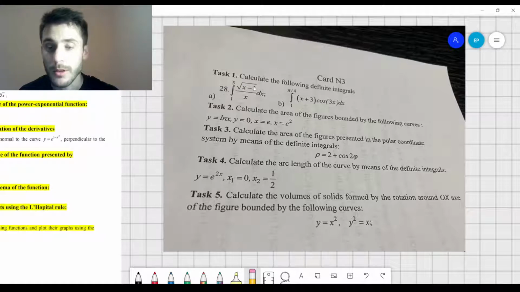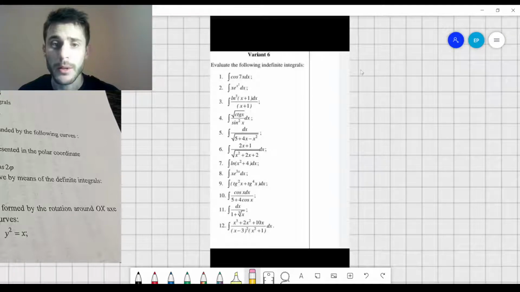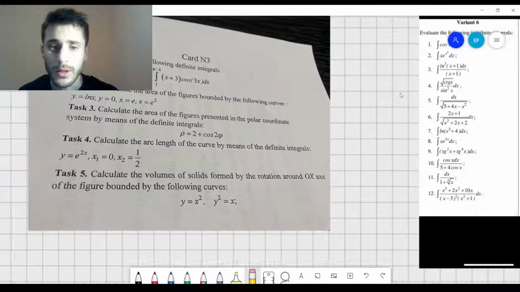You can see that we will solve some definite integrals, and also we will calculate some areas, but also some volumes of revolution. And also we'll calculate step by step some indefinite integrals. So this is more or less what we are going to do.